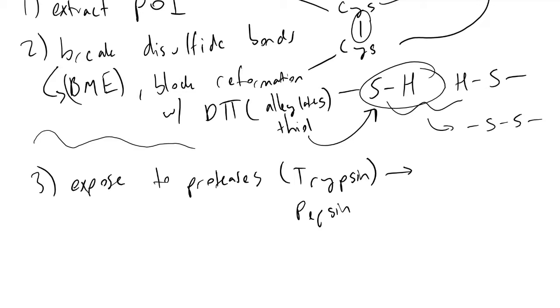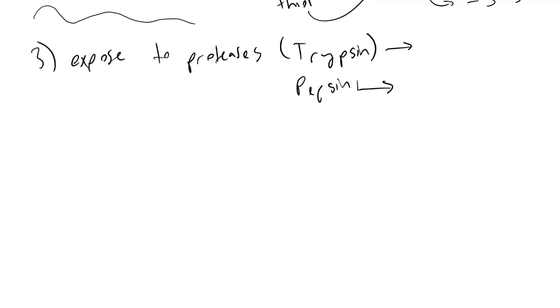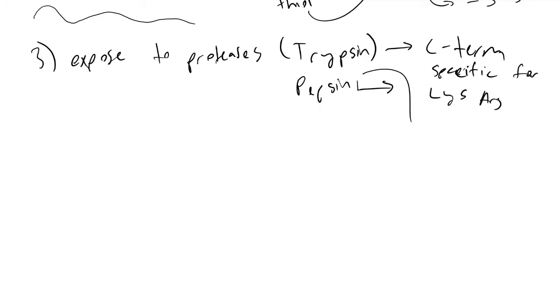So the thing with these proteases is they have specificity. And in the case of trypsin, it has a C-terminal specificity for lysine and arginine. And so what I mean by that, and I'll try to make this clean, lysine and arginine.